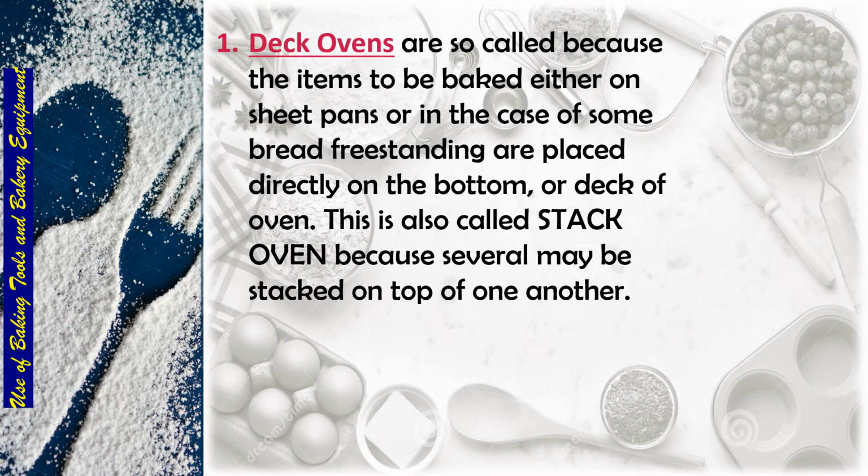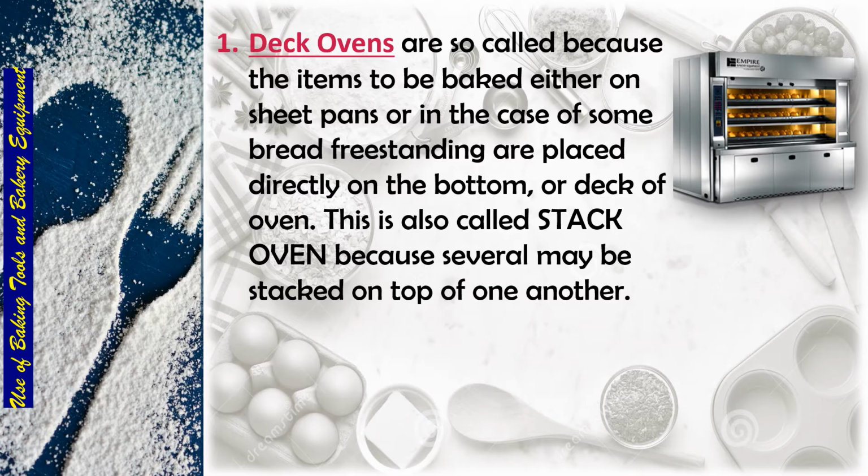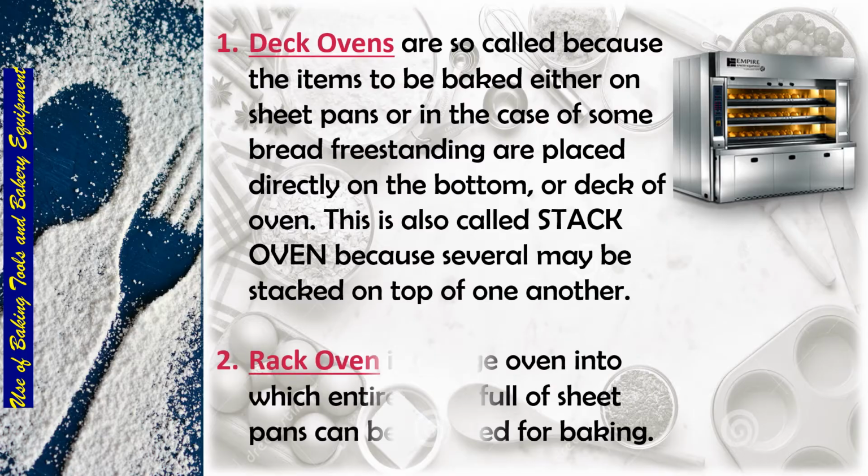So these are the different types of ovens. The first one is the deck oven. Deck ovens are so called because the items to be baked, either on sheet pans or in the case of some bread, freestanding, are placed directly on the bottom or deck of the oven. This is also called a stack oven because several may be stacked on top of one another. So this is an example of deck ovens.